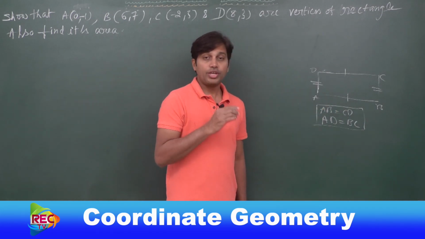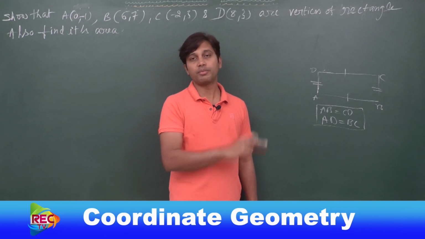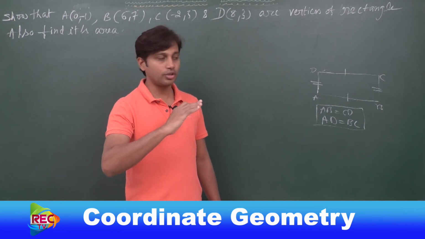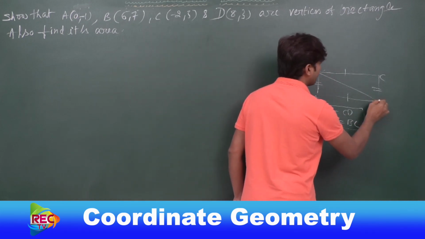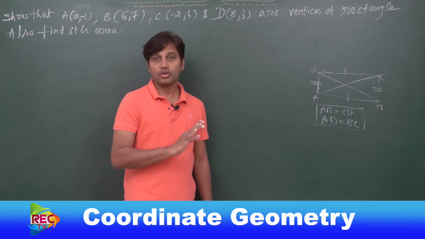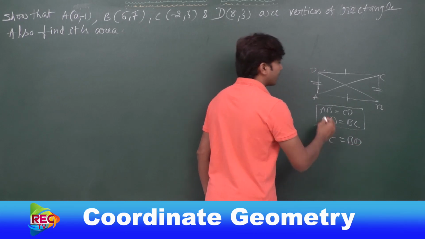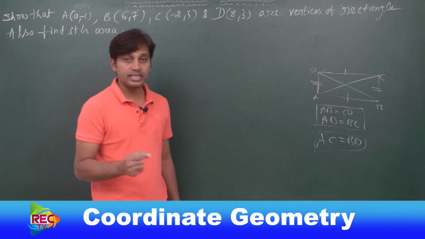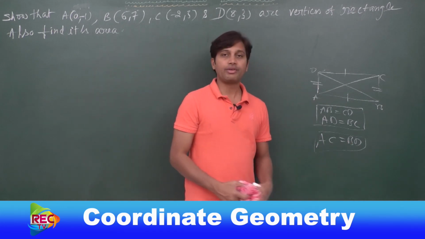If we prove that opposite sides are equal, then it can be either a rectangle or a parallelogram also. So we need to take the property of diagonals also to differentiate it from the parallelogram. What is the property of diagonals? Diagonals of a rectangle are equal, whereas a parallelogram's diagonals are unequal. So it is sufficient to show that AB equals CD, AD equals BC, and AC equals BD.